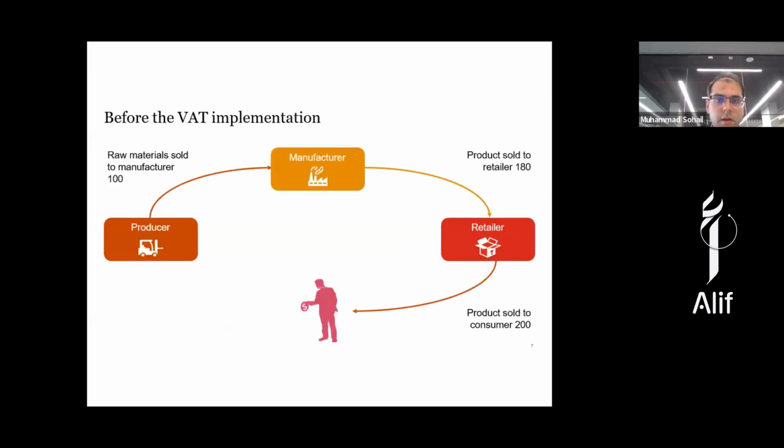In this slide, you can see how a supply chain looked before VAT implementation. You have here the producer, the manufacturer, and the retailer. In this slide, you can see that there is no VAT. The producer charges the manufacturer 100 dirhams, and then the manufacturer adds his profit margin and makes it 180, and he sells to the retailer, and the retailer then sells to the end consumer after charging their markup of 20 dirhams.